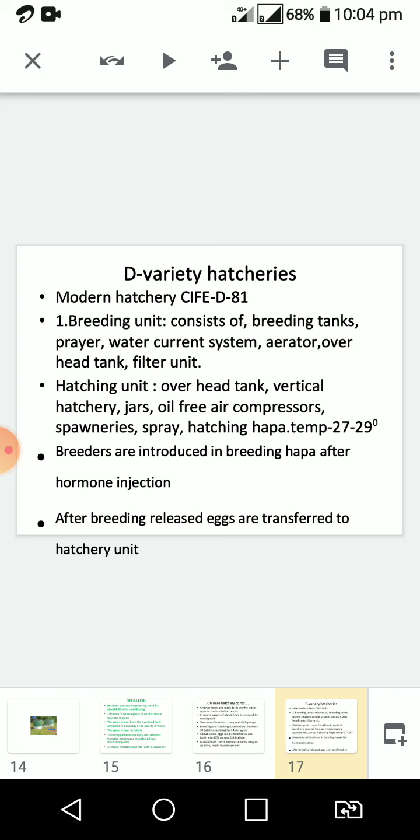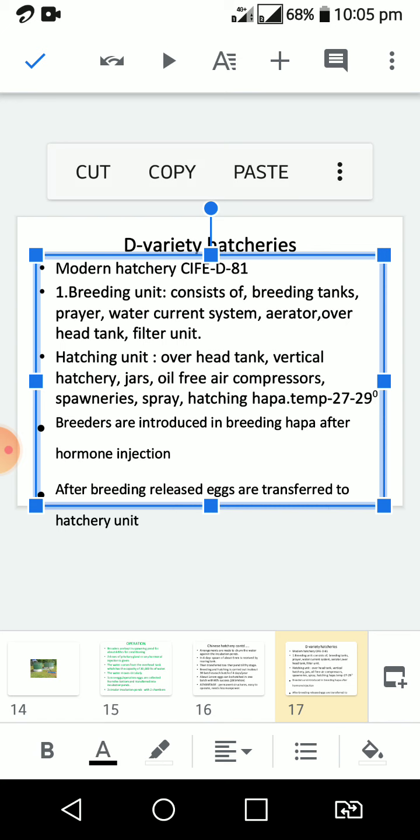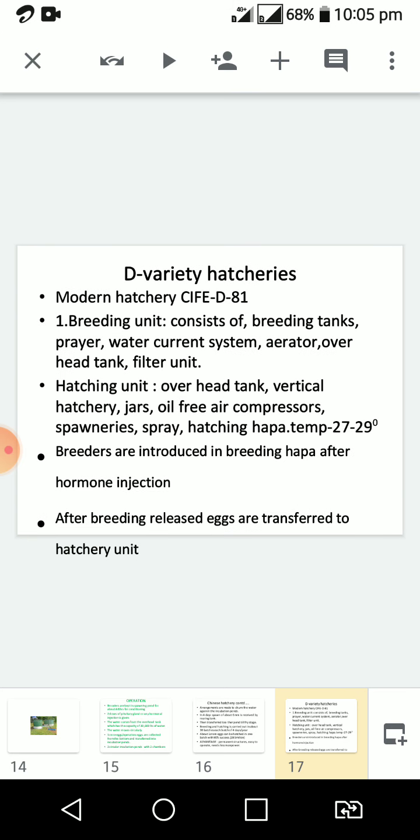In the hatching unit, there will be an overhead tank, vertical hatchery jars, oil-free air compressors, spawneries and sprays, and the temperature must be 27 to 29 degrees centigrade. The breeders are introduced in the breeding hopper after hormone injection. After breeding, the released eggs are transferred to the hatchery unit.